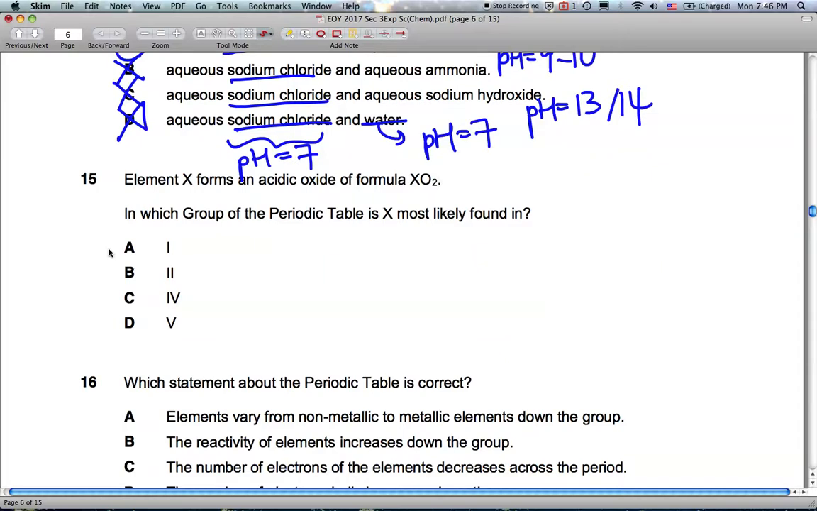Question 15. Element X forms an acidic oxide of formula XO2. Which group is X most likely to be found in? So there are two clues in this question. One is acidic oxide. So which kind of elements form acidic oxides? You recall, acidic oxides are non-metallic oxides.